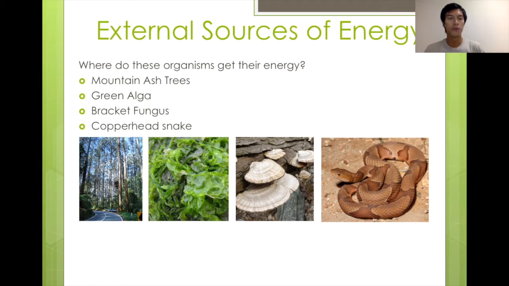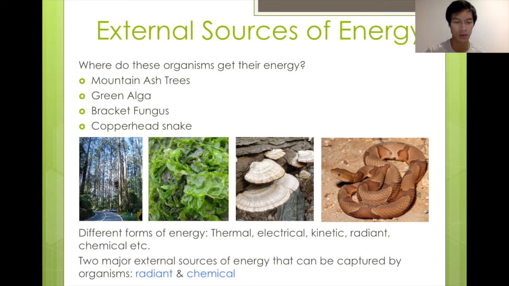If we consider each one of these organisms, they all belong to a different major category. You've got your plants, you've got your protists, you've got your fungus, and then you've got your animals. And they all need to get their energy from the environment, and they do that in various ways. The two major external sources of energy that can be captured by organisms are really only radiant energy and chemical energy. You can see that in our world there are more than just this: there's thermal energy, electrical, kinetic, radiant, chemical, etc. But the two main ones that organisms can actually obtain are the radiant and the chemical energy.